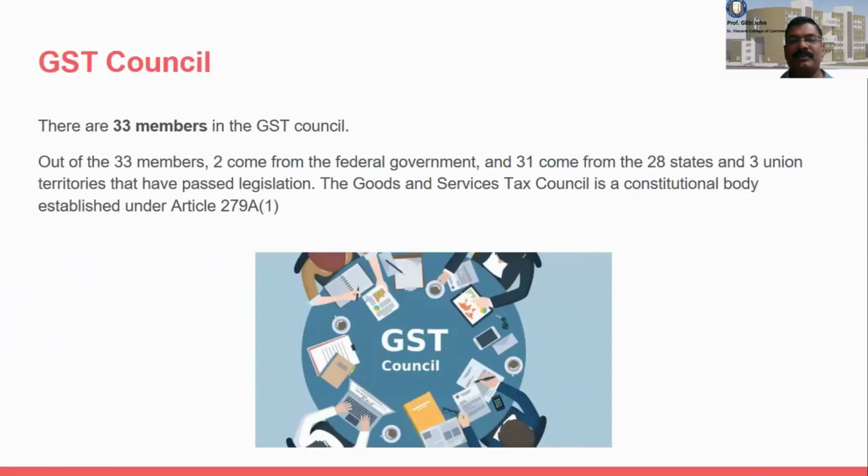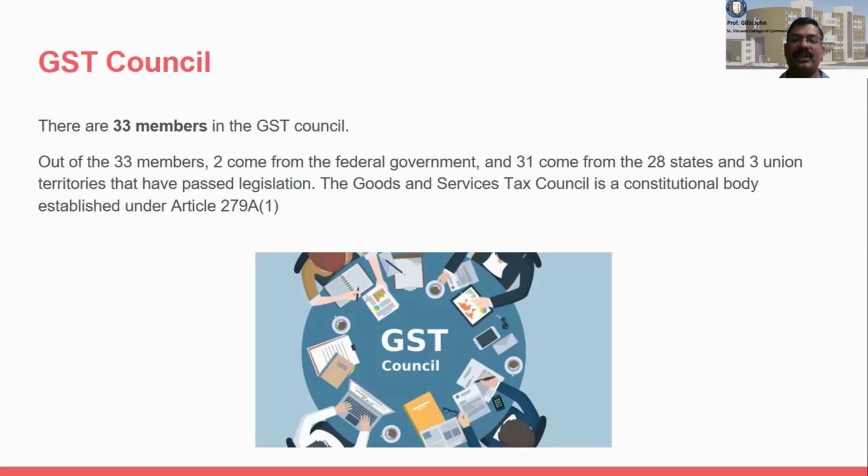Another important aspect, which is not part of the syllabus, is the GST Council. Sometimes it is asked, though it is not mentioned specifically at the time of registration and background. We have already seen that the chairperson of the GST Council is the Union Finance Minister of the country. The Council consists of 33 members. Remember, 33 members, out of which 2 are from the central government, the federal government, and out of the remaining 31, 28 are state finance ministers and 3 are from the union.